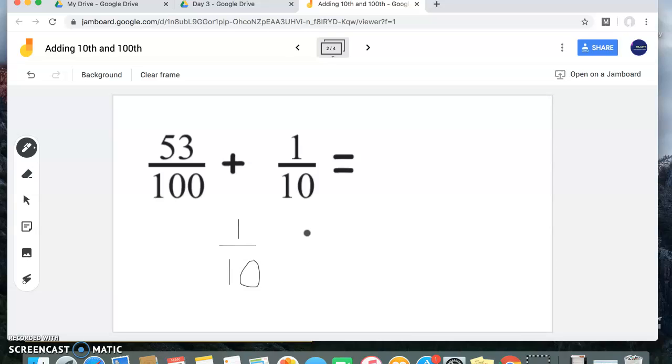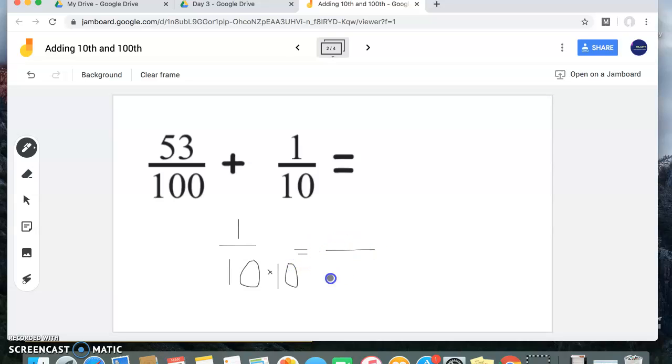Now we have 53 hundredths and we have 1/10. Looking at these two fractions, we want to determine which fraction I can change to make my denominator 100. And this process is finding an equivalent fraction. So I'm going to take a look at 1/10, and I'm thinking to myself, 10 times something gives me 100. Now, if I multiply my denominator by 10, I have 10 times 10, which is 100.